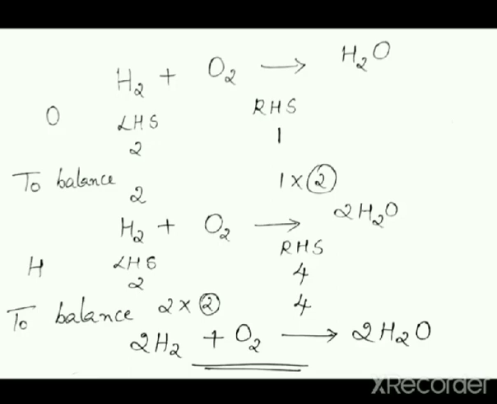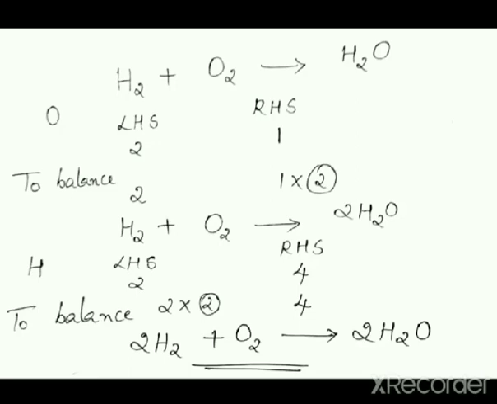Whereas the LHS 2 alone should be multiplied by 2. LHS 2 comes from the hydrogen term. So this 2 should be taken only for hydrogen and not for oxygen. So when we take this 2 along with the hydrogen, we put it next to hydrogen. So it becomes 2H2 plus O2 gives 2H2O.